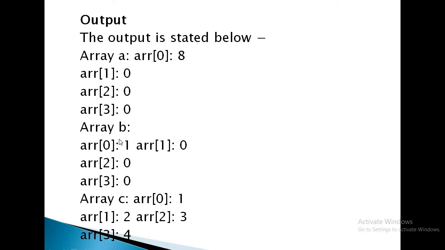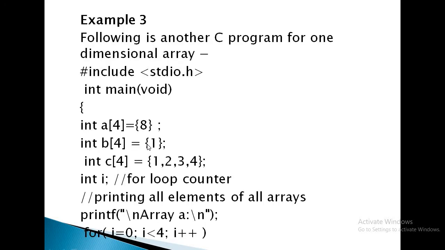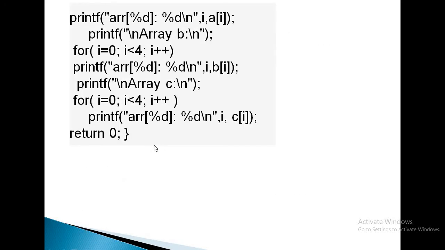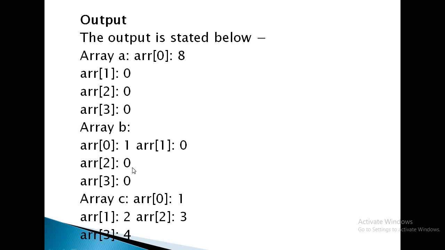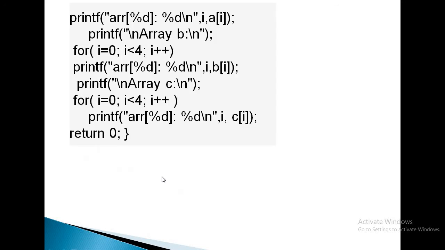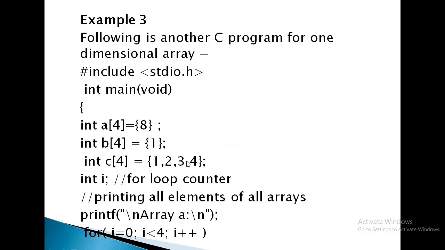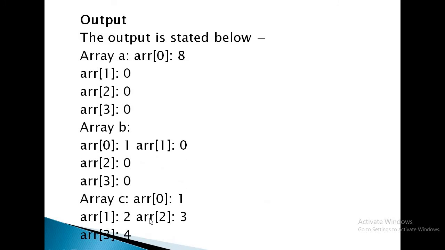And then for B, the 0th position is 1, so that is why it is taken as 1. The first, second and third positions are assigned 0 by default. And for the C array, the third array, we assigned the values 1, 2, 3, 4. So that is why it has 1, 2, 3, 4: 0th position 1, first position 2, second position 3, and third position 4.